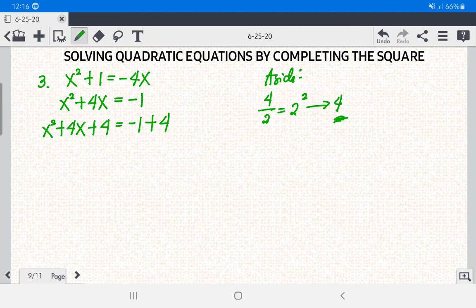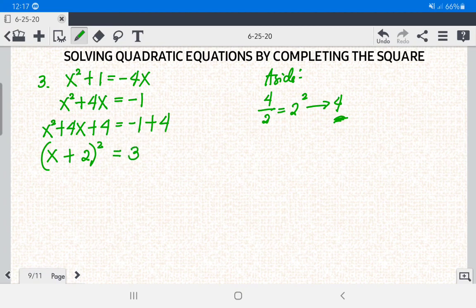The next is you have to rewrite this as a square of a binomial, since this is already a perfect square trinomial. So you get the square root of the first term. Square root of x squared is x. Square root of 4, we have 2. Then square it. So equals negative 1 plus 4, we have 3.